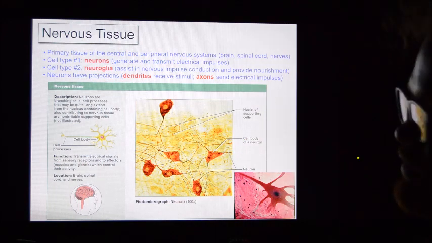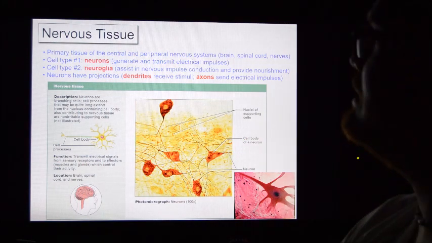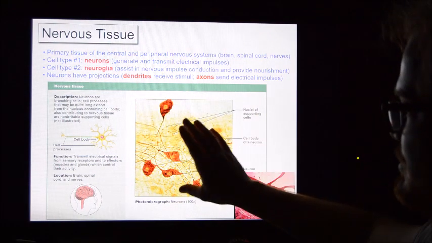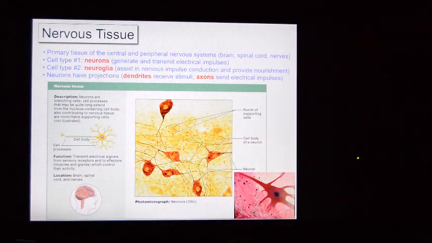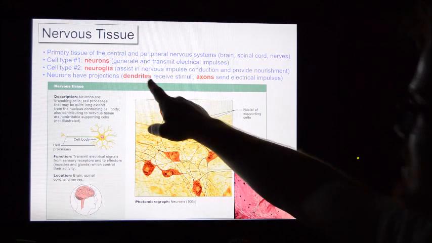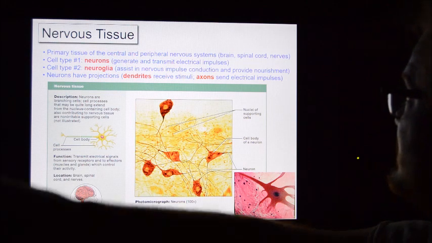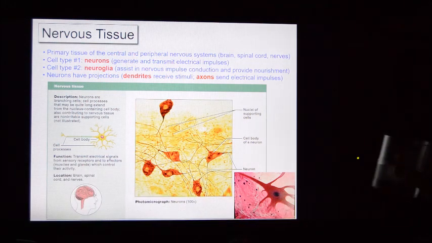So we have these neurons and neuroglia. And worthy of mention here for the first time is the concept of dendrites and axons on a neuron. Typically, a neuron will have a single long axon that sends messages and lots of dendrites that could receive messages from all over the place. So many dendrites receiving stimuli and then axons, a single axon sending information from one place to another.